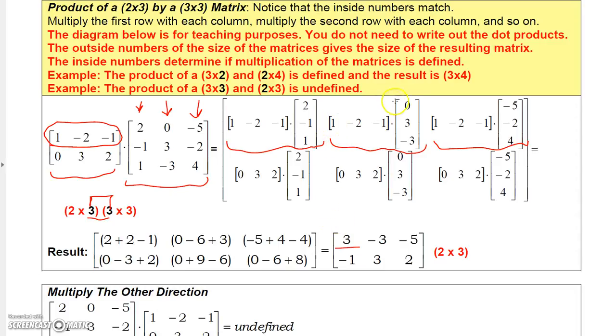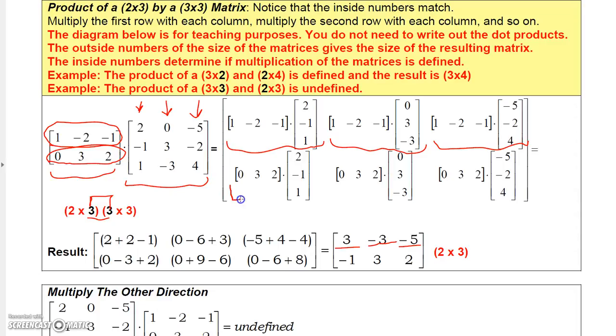Then here you say 1 times 0 plus negative 2 times 3 plus negative 1 times negative 3, and add those up and get negative 3. And then here you say 1 times negative 5, negative 2 times negative 2, negative 1 times 4, add those up and you get negative 5. Well, once you finish that, you go to the first matrix, drop down to the second row, and take that second row and multiply it by each one of these columns.